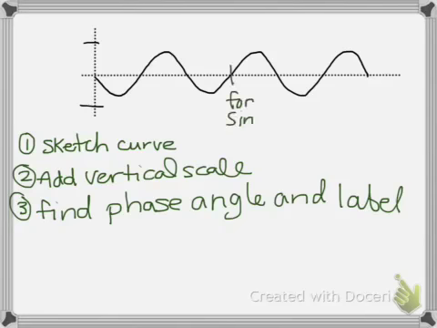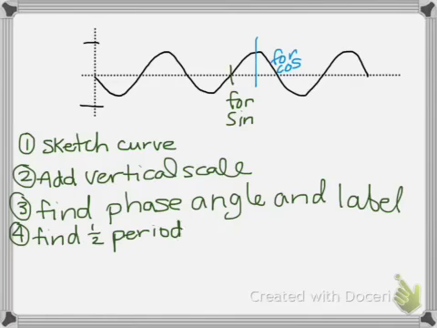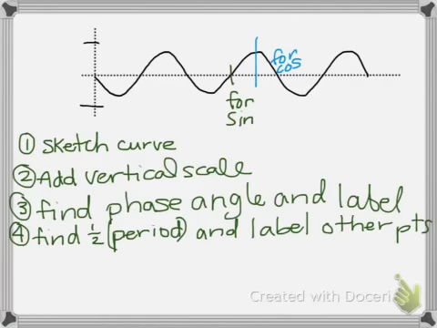The phase angle for sine is going to be here. For cosine, it's going to be here. Fourth, you're going to find half of the period and then label the other points. Once you find half of the period, you add it to your phase angle back here at the beginning, then you add it to your other points. Your other points are going to be here for sine, and they're going to be here if it's cosine.